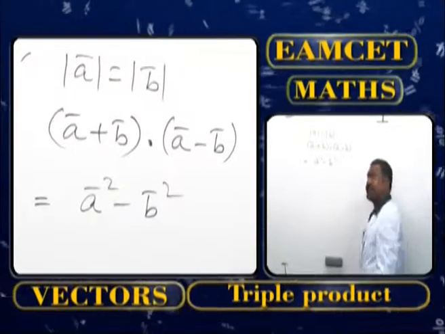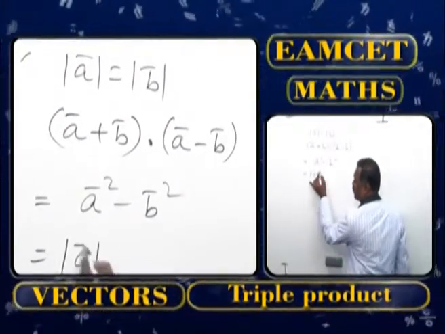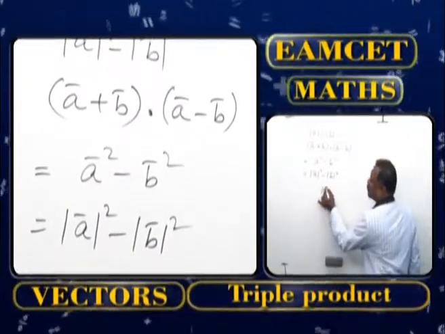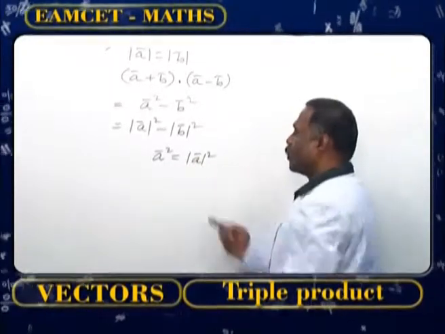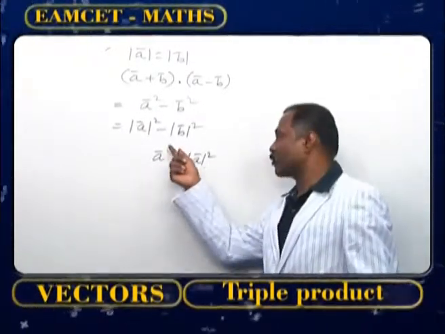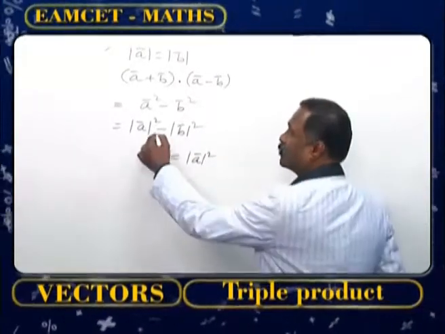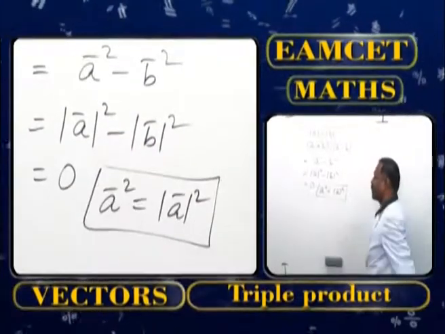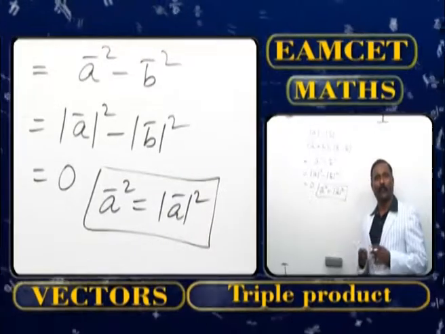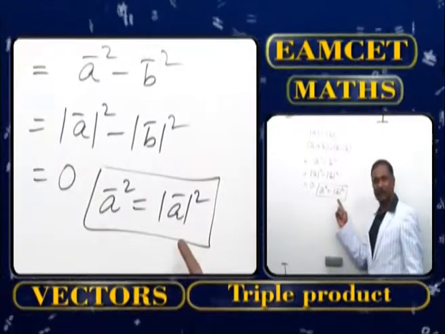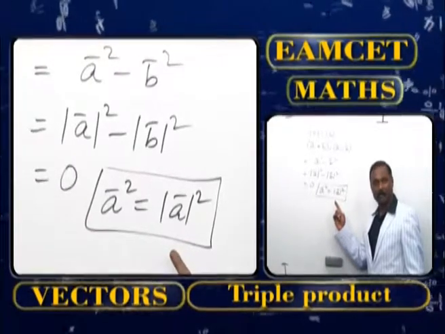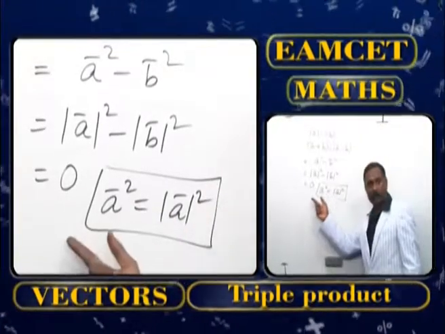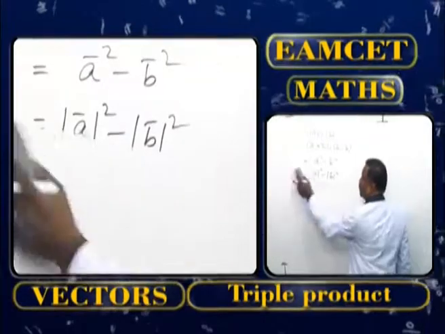What should be the next step? Next step should be like this: mod A bar square minus mod B bar square. Why should it be? Just now I explained you. A bar square is nothing but mod A bar square. With modulus or without modulus, if you have square, both are equal. That's what I want to say here. Mod A bar is equal to mod B bar, both are equal, and hence it becomes 0. So the point to be noted in this case is A bar square is equal to mod A bar square. So whenever you want to find out the modulus of a particular vector, remember, always consider its square and then expand it. Okay, this is a simple problem. Let's go to the next one.